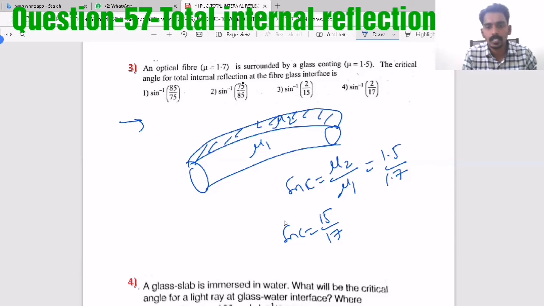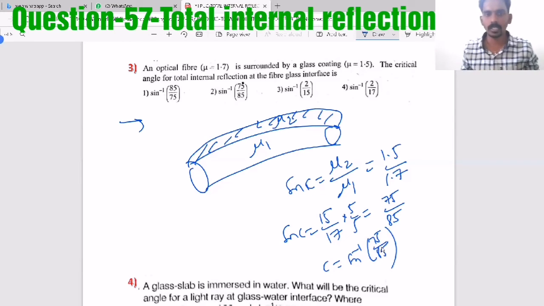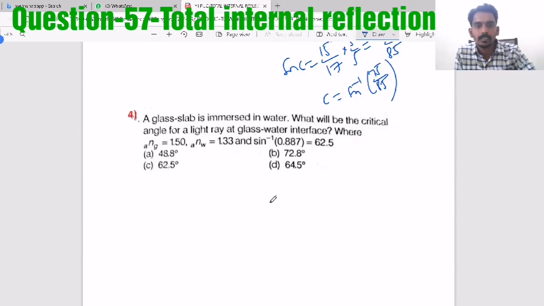But here no option is there. Then you do one thing. You just multiply with 5 divided with 5. 15 5s are 75 and 17 5s are 85. So C will become sin inverse 75 by 85. So see, when you get the answer, it is simple, but there was no matching option. With the simple manipulation, we got the answer. So sometimes they confuse us with the answer options given, so you have to be careful.